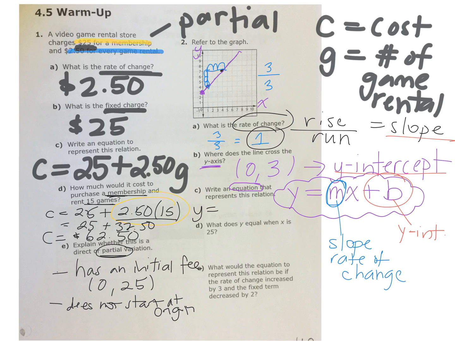So to write the equation, we would write y equals, what's the slope of the line? What was the slope? 3 over 3 equals 1. So y equals 1x. What's the y-intercept? Plus 3. That's it. That's the equation of the line.